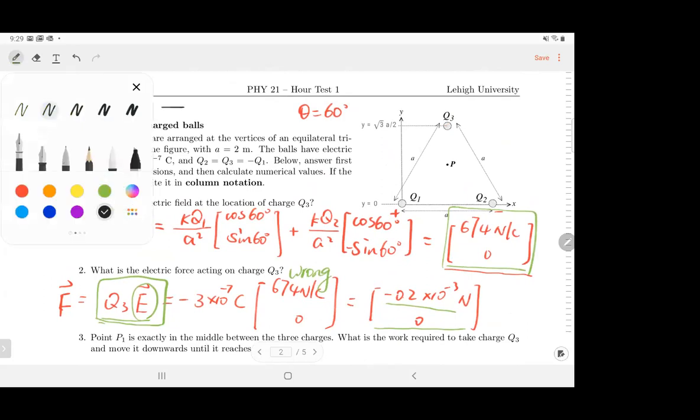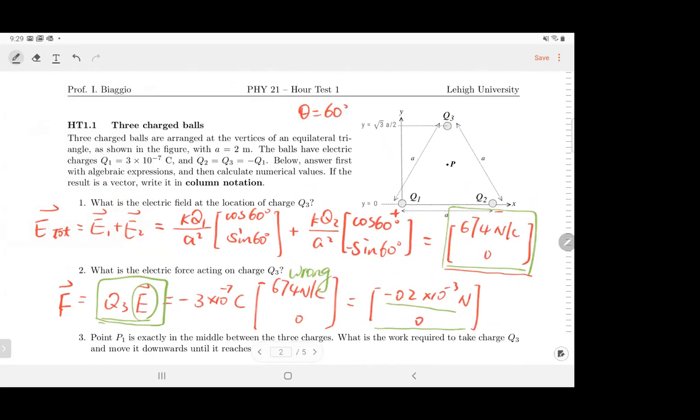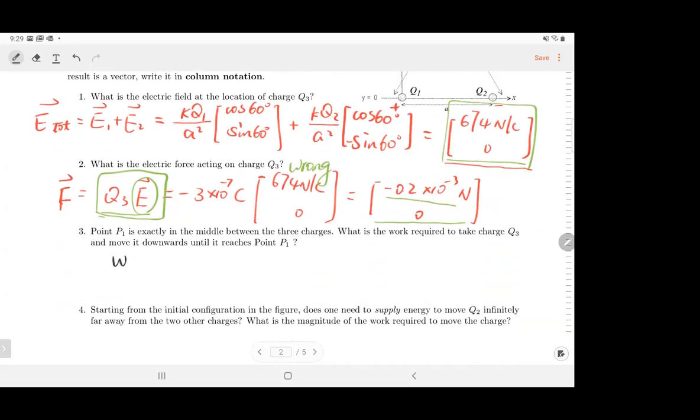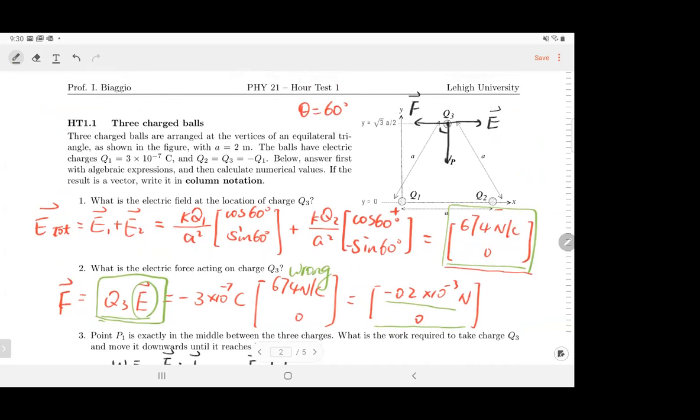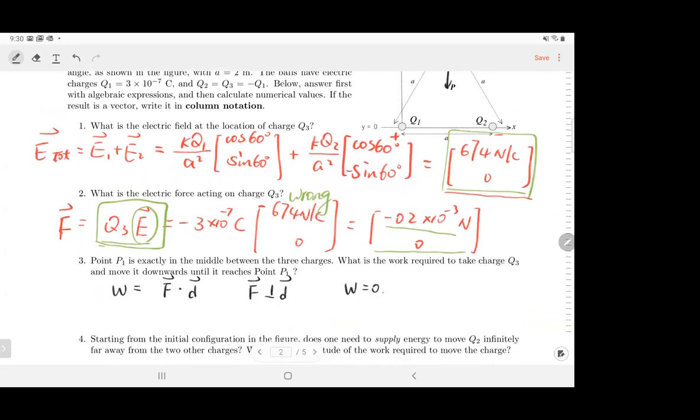And you will find that the initial position for Q3 is here, and the electric field is in this way, right? This is the electric field. And the electric force goes to the opposite. And we move Q3 down to point P1. And you will find that if we're going to calculate the work, this is equal to the force dot product distance, right? And the force in this case is perpendicular to the distance. So you see, they are perpendicular, so the work is zero. So this is the first method.